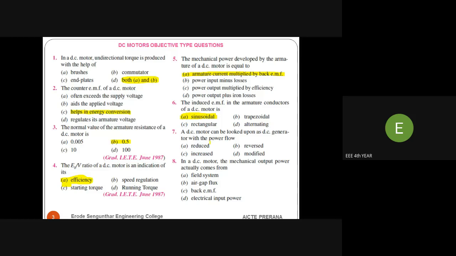Question number 7. A DC motor can be looked upon as a DC generator with the power flow dash. Option A, reduced. Option B, reversed. Option C, increased. Option D, modified.